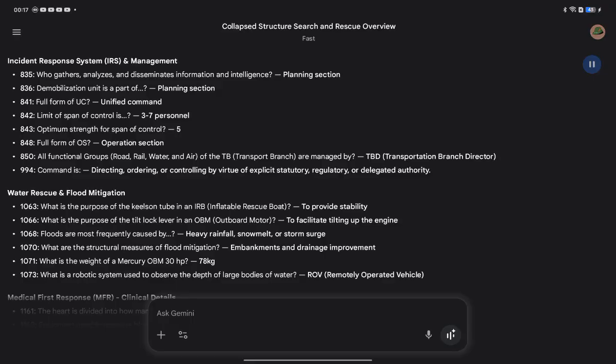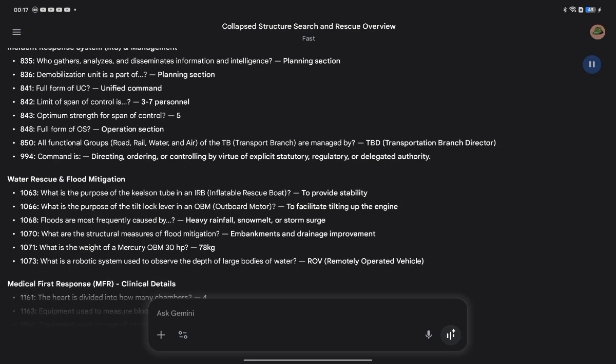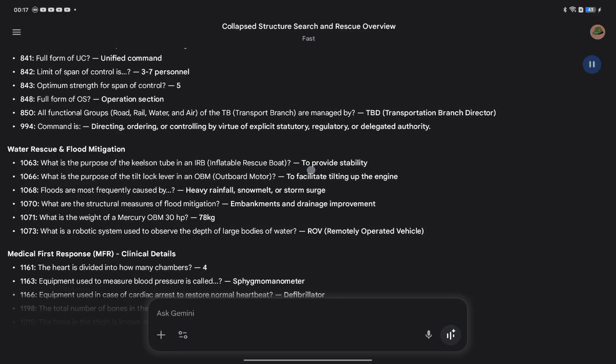835. Who gathers, analyzes and disseminates information and intelligence? Planning section. 836. Demobilization unit is a part of? Planning section. 841. Full form of UC? Unified Command.